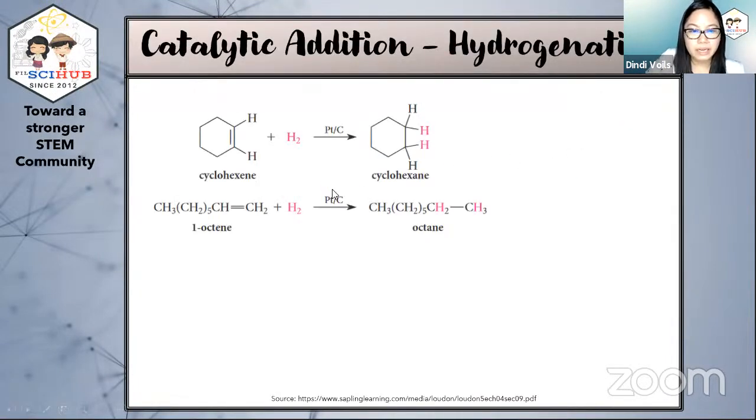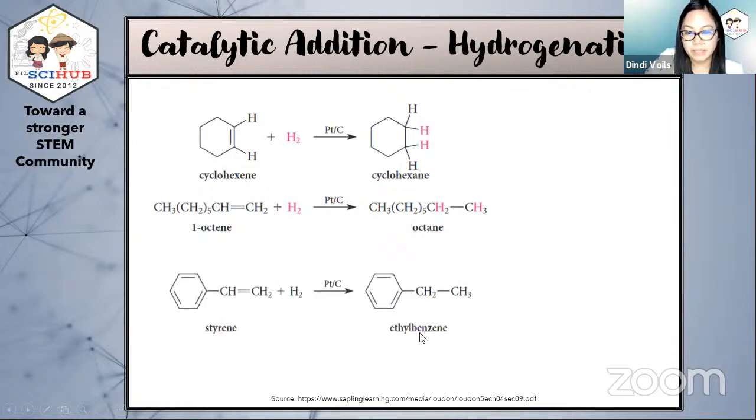So in hydrogenation of alkenes, you add hydrogen atoms on the double bond in the presence of a catalyst. These are just examples. Cyclohexene becomes cyclohexane, 1-octene becomes octane, and then styrene becomes ethylbenzene.